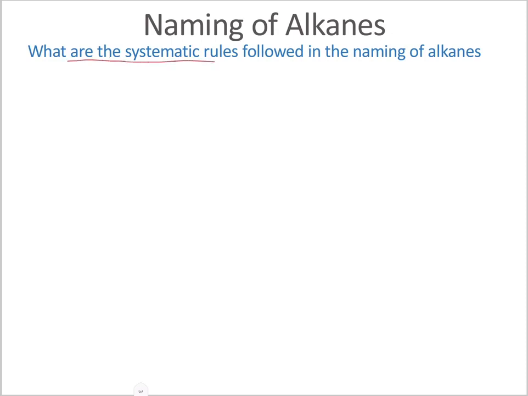What are the systematic rules followed in the naming of alkanes? Now, the rules that we are going to use are governed by the International Union of Pure and Applied Chemistry. So for all the organic chemistry molecules that we are going to name, we are going to be referring to this often. Let us have an example so I can demonstrate to you guys how we need to follow the protocol.